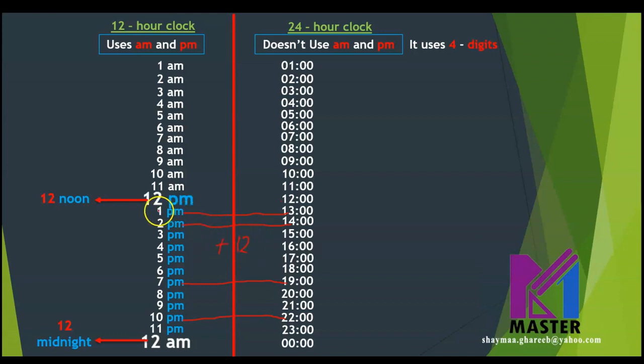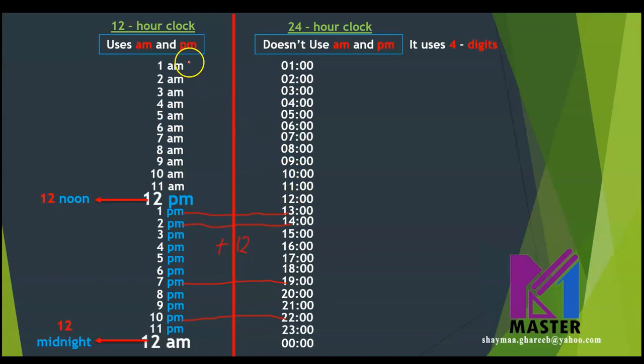When you add 12 to the 1, it will be 13. When you add 12 to the 2, you will get 14. So if I want to calculate the 24-hour clock for the PM times, I will just add 12 to the number of hours. What about the AM? The 1 stays as it is, the 2 stays as it is, until we reach 12 p.m., which is 12.